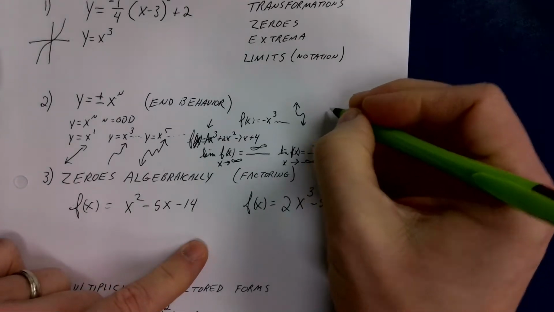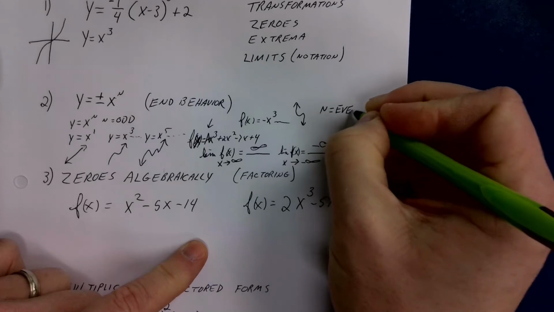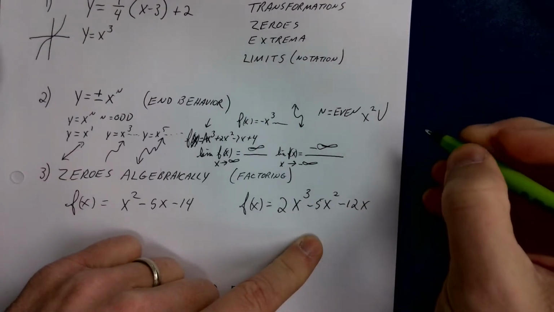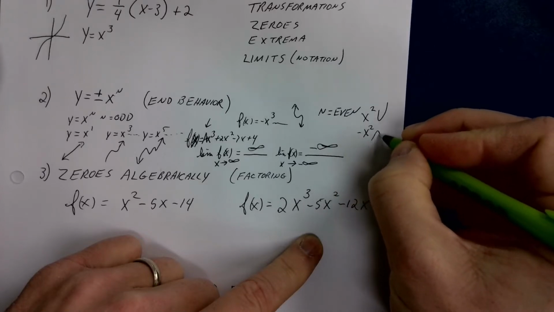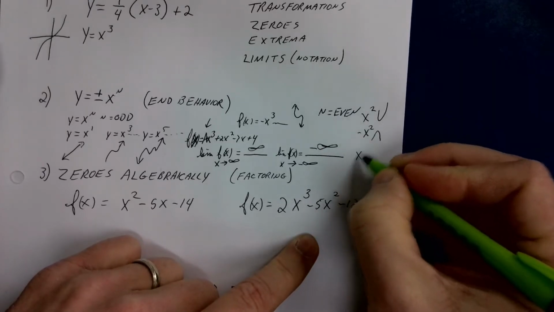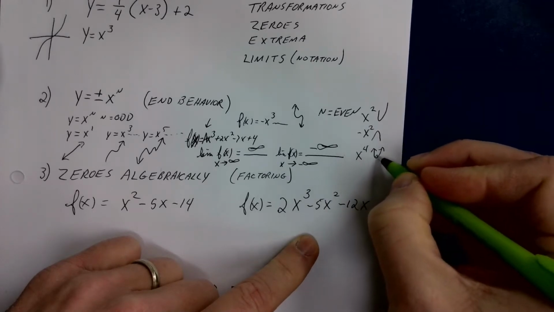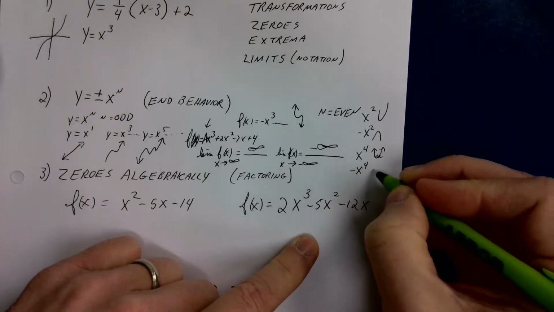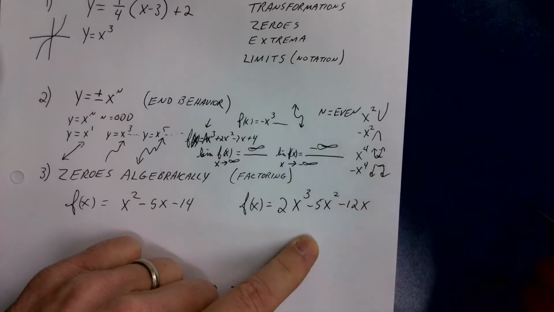All even ones, so if n is even, they go the same direction. So x squared goes up, negative x squared goes down, x to the fourth goes up, even if it's got little humpy stuff in the middle. Negative x to the fourth, end behavior, right, whatever that does in there, goes down.